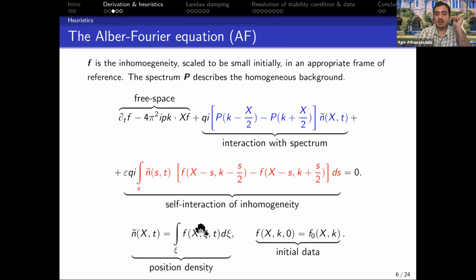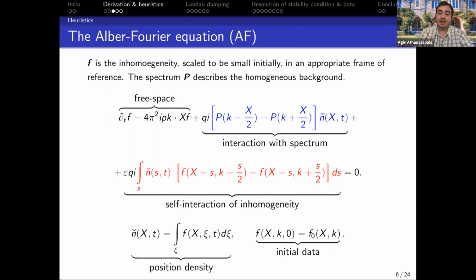And so a key difficulty, the fact that you have this marginal, is a key particularity of this problem. So that's how the spectrum interacts with inhomogeneity. It interacts with the position density. And you have, of course, the nonlinear term, the self-interaction, where the inhomogeneity interacts with itself. And you would have to initialize. I'm not going to go into this right now. It will become apparent what happens with initial data. But if you think of a Cauchy problem, you would have to initialize as well.